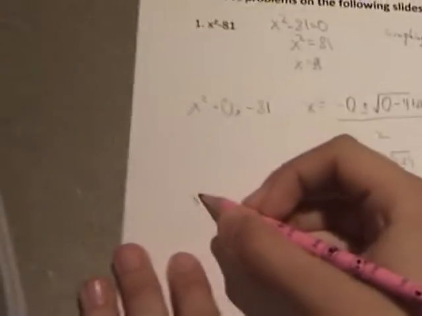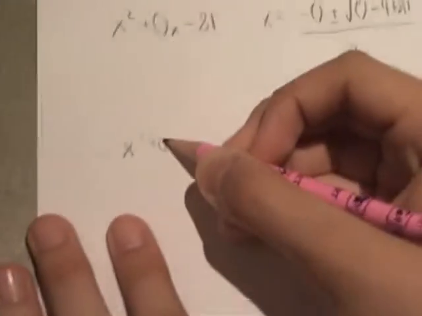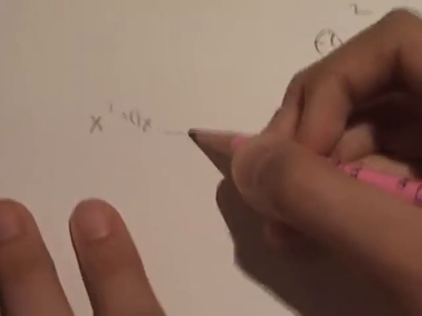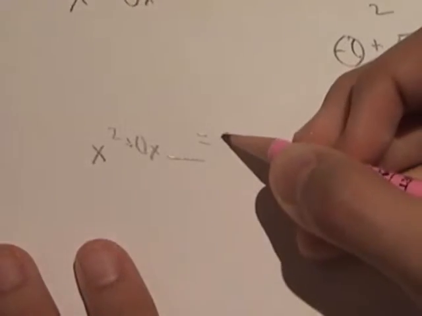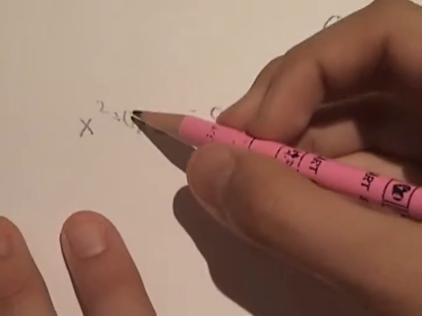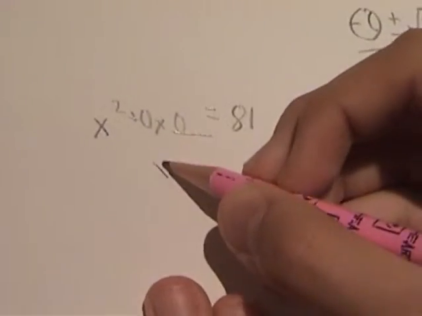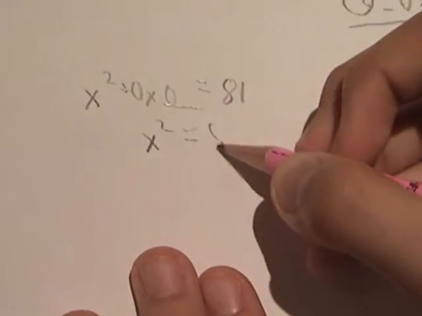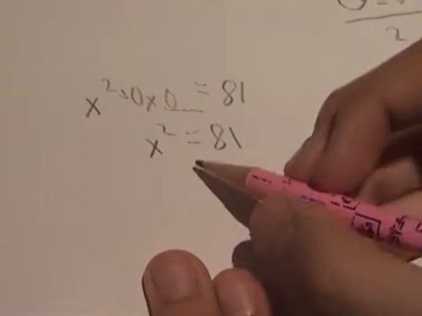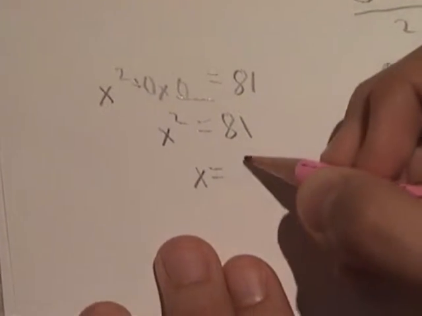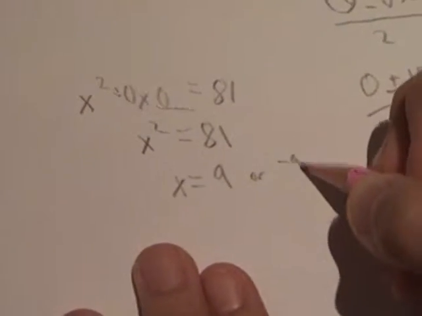Now for completing the square, there's the blank again for 81. Half of 0 times 2 is 0. Simplified, that's x squared equals 81. So x equals 9 or negative 9.